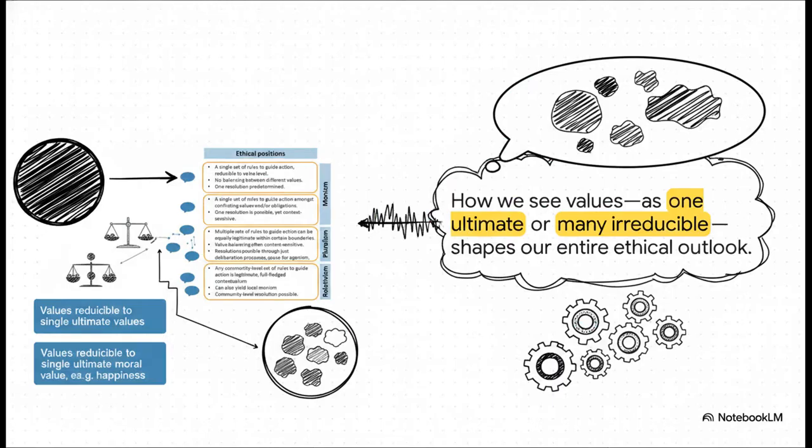So this diagram here shows how it all kind of connects. See, if you start on the left and believe that all values basically boil down to one single thing, let's say happiness, you're going to land in monism. But if you believe there are multiple competing values that you can't just simplify, well, you either end up in pluralism, where you're trying to balance them all, or you go to relativism, where you just say, hey, every community's rules are legitimate.